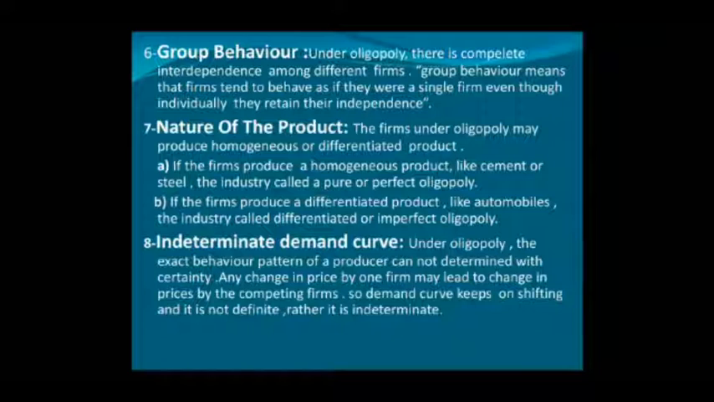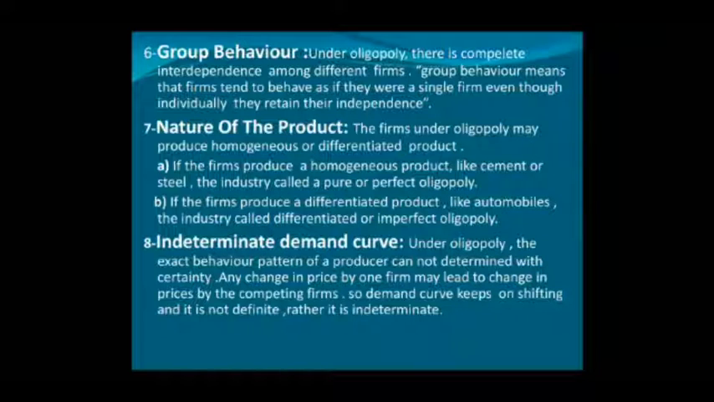Seventh, nature of the product. The firms under oligopoly may produce homogeneous or differentiated products. If the firms produce a homogeneous product like cement or steel, the industry is called a pure or perfect oligopoly. And if the firms produce a differentiated product like automobiles, the industry is called differentiated or imperfect oligopoly.